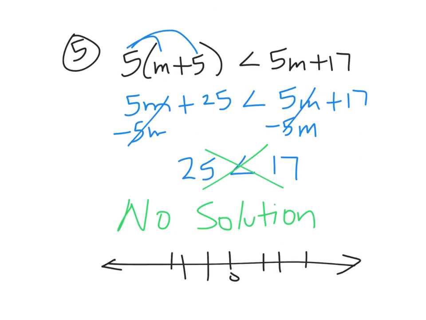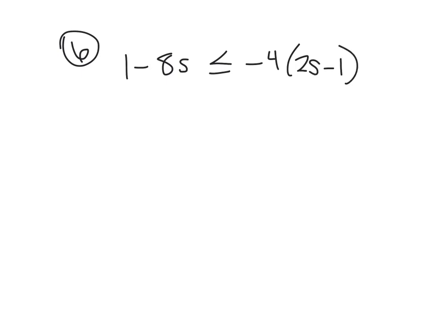All right, so number 6, guided practice. This is the last one we're going to do. I'm not going to do the next example. 1 minus 8s. I have to make my s's look funny, or otherwise they look like 5s. Negative 4 times 2s minus 1. All right, so let's distribute. So I'm going to say 1 minus 8s, because nothing changes over there, less than or equal to negative 4 times 2 would be negative 8s. Negative 4 times a negative 1 gives you positive 4.